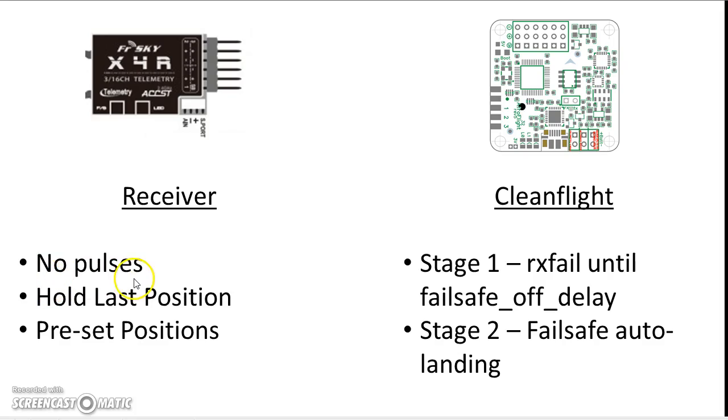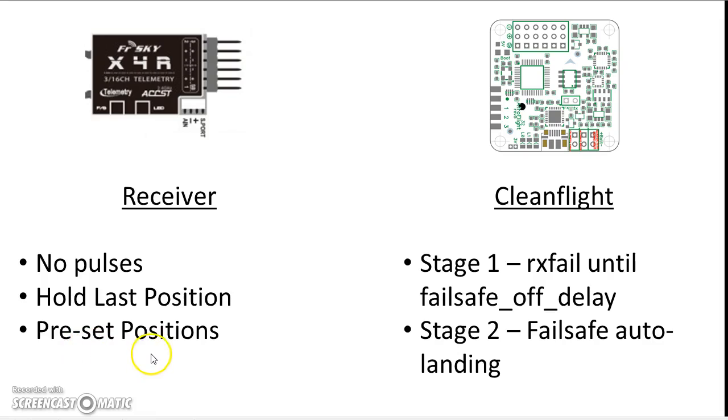So with no pulses, when the receiver loses the radio link, it stops sending any signals out of its output pins. So basically, it's as if the receiver had powered down. Okay. Hold last position means that the receiver continues to transmit the last position on the channel that was sent before the radio link went down. And preset positions means that the receiver jumps all the channels to some preset position that you configure.